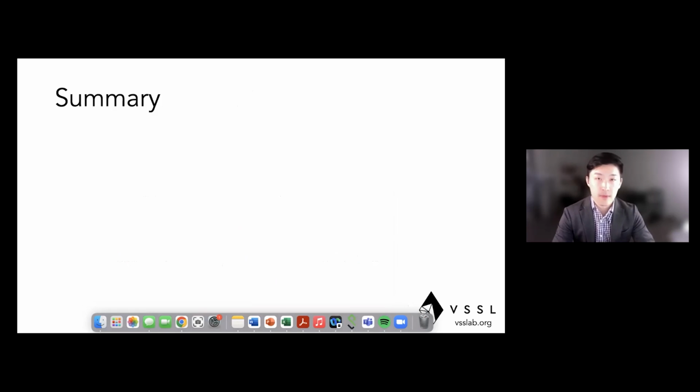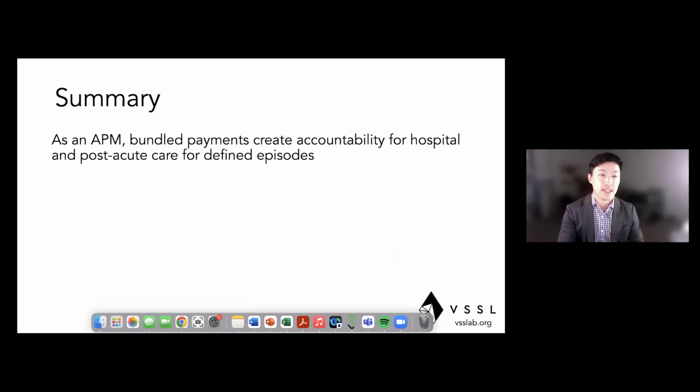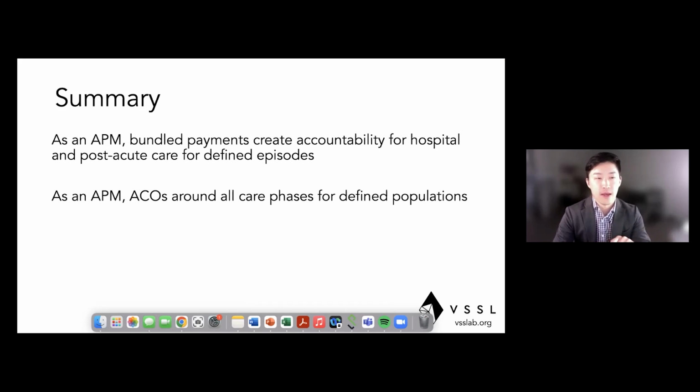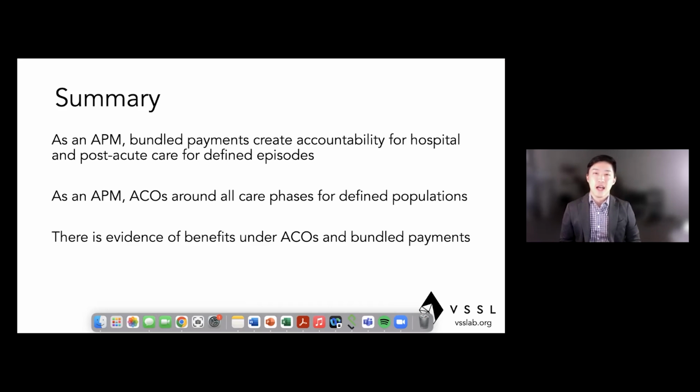So I know that was very quick, but I just wanted to set the table slightly and say that as an APM, bundle payments create accountability across episodes which, up to date in major programs, we've defined as beginning with hospital admission and extending up to 90 days of post-acute care. In contrast, ACOs as an APM define accountability for populations across all phases of care. Based on the data I just touched on, there is evidence from independent analyses that both ACOs and bundle payments can yield benefits in the form of some cost savings with stable to slightly improved quality. So these things can work is really the takeaway.